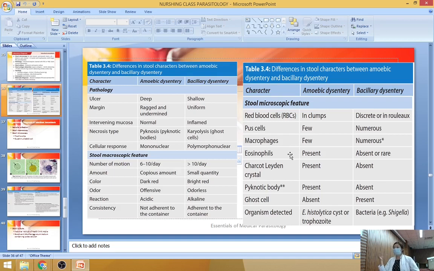Pyknotic body means the body which doesn't have any regular shape and size. This is called a pyknotic body. They are present in amoebic and absent in bacillary. And the organism detected in amoebic dysentery will be Entamoeba histolytica trophozoite. In case of bacillary dysentery, it is bacteria, which is Shigella or Salmonella.